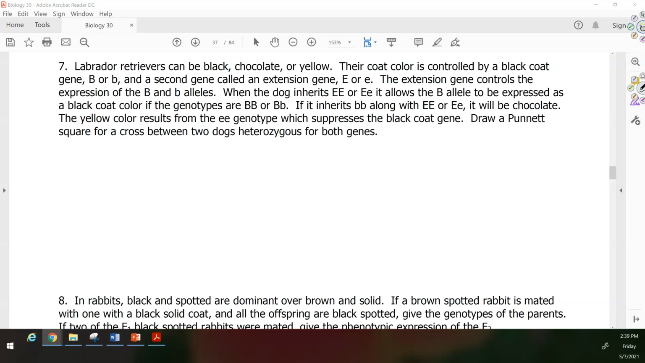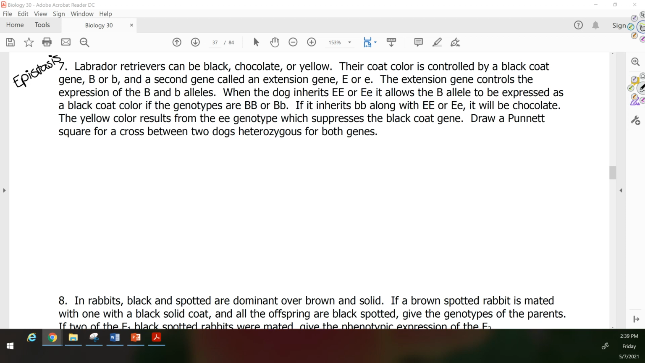Okay, so number 7 is an epistasis question. And we can tell that because when we read through it, we're going to see that one of the genes masks the expression of the other gene. So Labrador retrievers can be black, chocolate, or yellow.